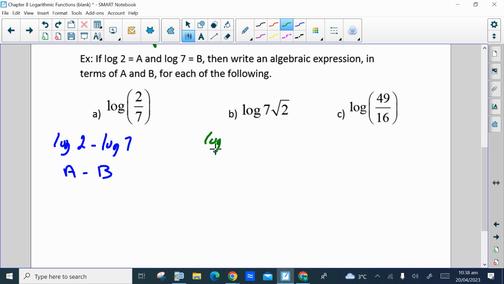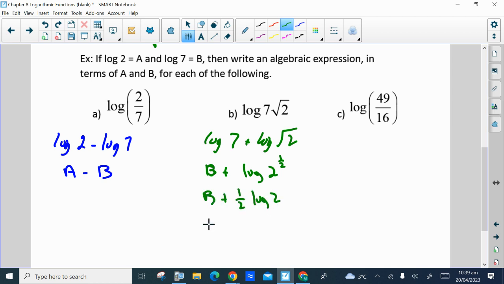Question B, again, it's a product. So it'll be log 7 plus log of the root of 2. Log 7 is B. Before we can work with that second term, we have to have it in terms of just log 2, which we can do because the square root of 2 is the same as 2 to the half. The half comes in front as a coefficient, and now we can replace the log 2 with A. That expression will be B plus 1/2 A.